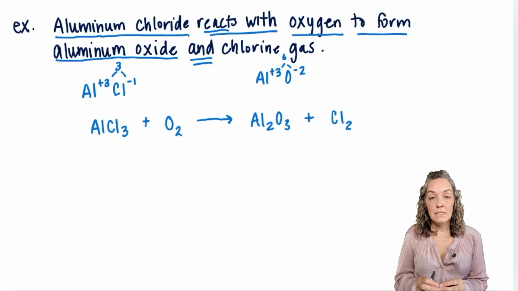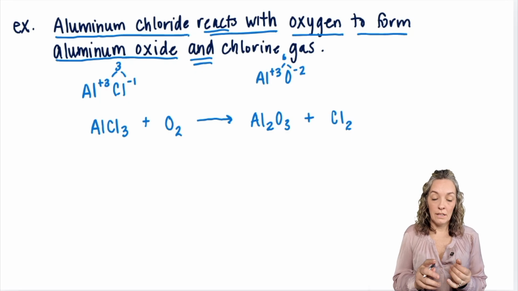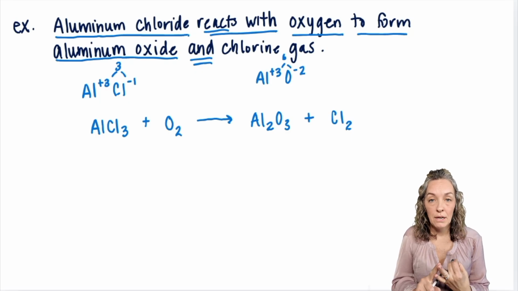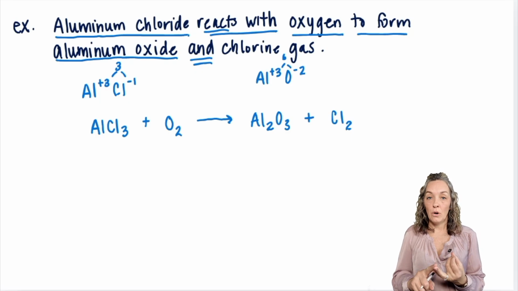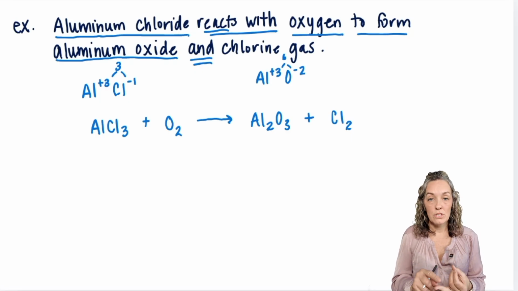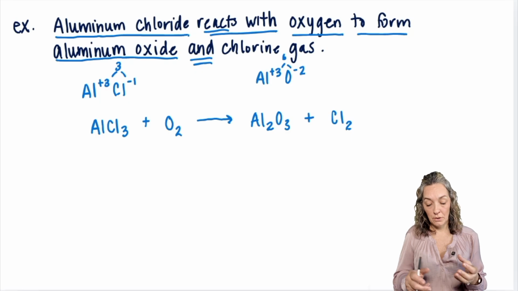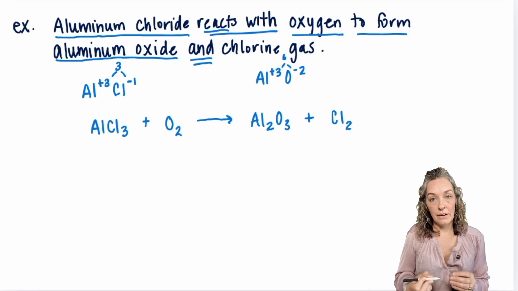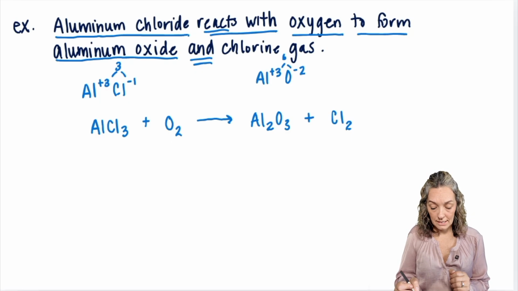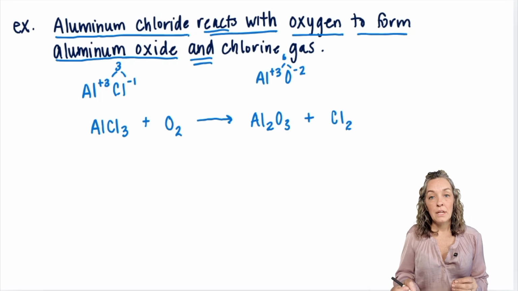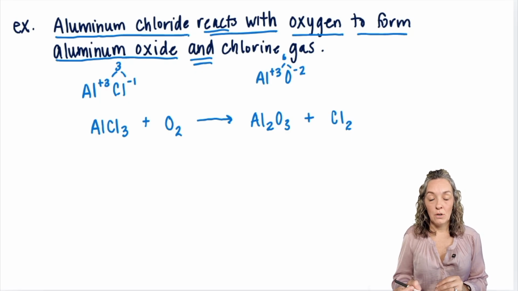Your first job is to make sure that all of the elements and the compounds are stable. We know that compounds are stable when their charges zero out. We know that elements are stable if we have checked to see if they are on our diatomic list or not. Now that everybody's stable, now I'm ready to balance the equation.